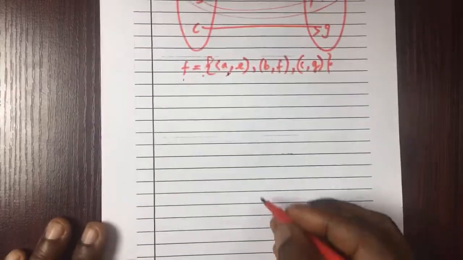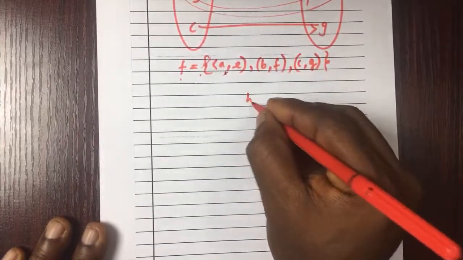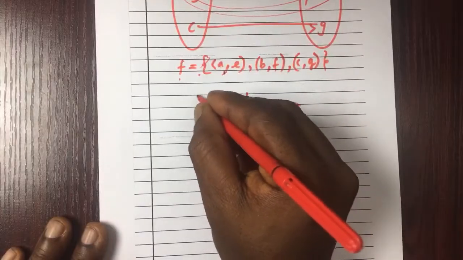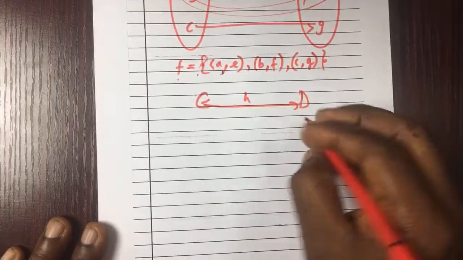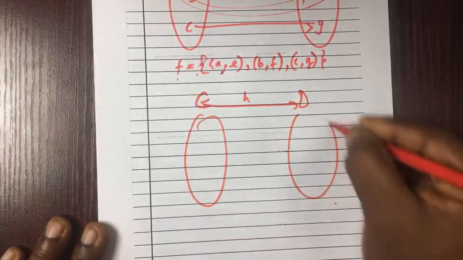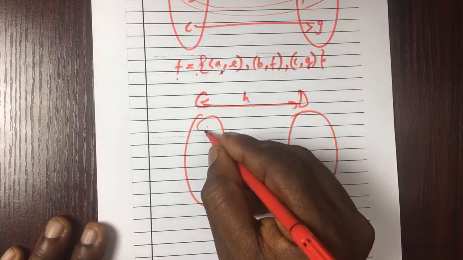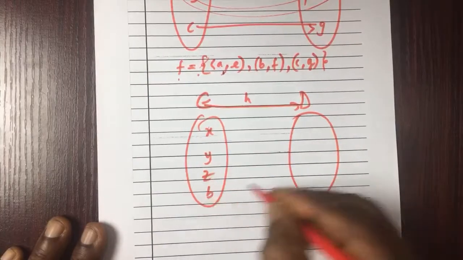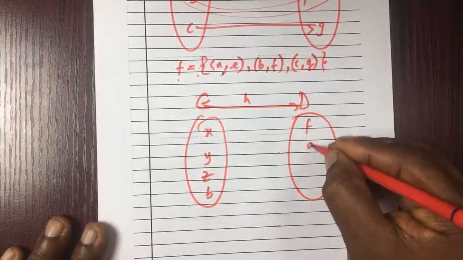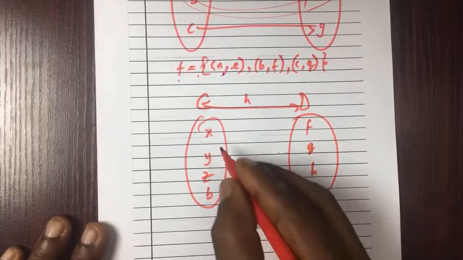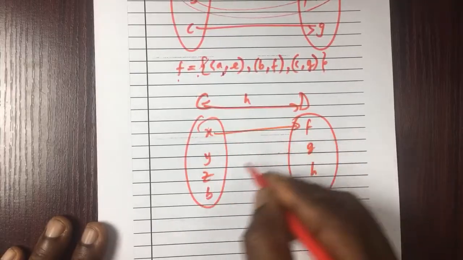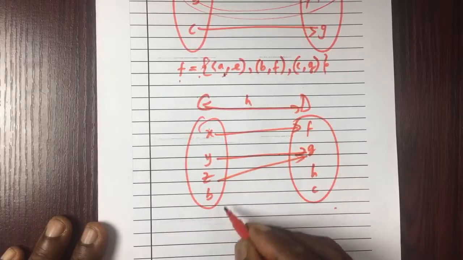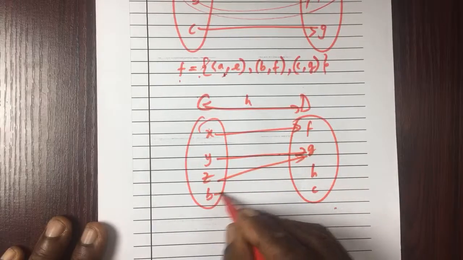Let me give another example. So what if we had a mapping H defined on a set C and D? Okay, let's assume we had this. I had X, Y, Z, B, and I had here F, G, H, C. So I had this, I had this, I had this, and I had this.